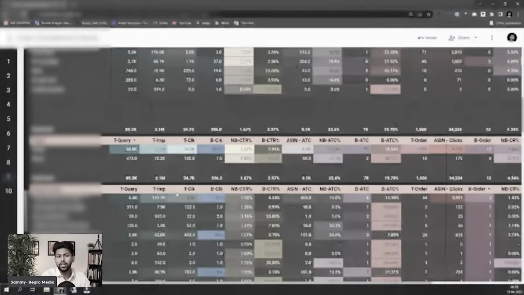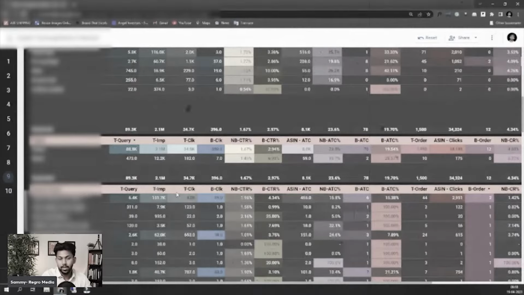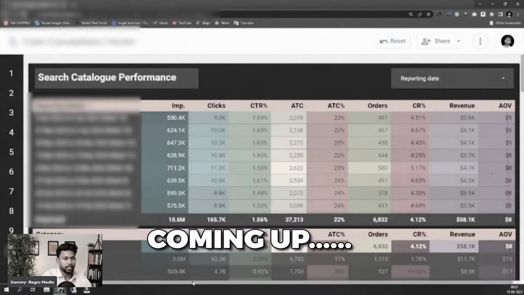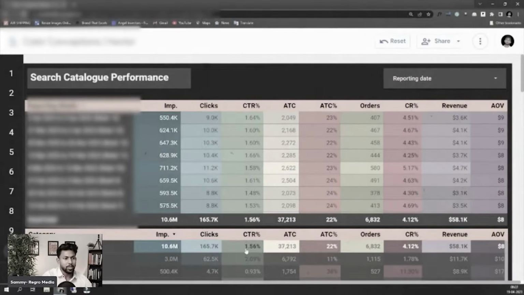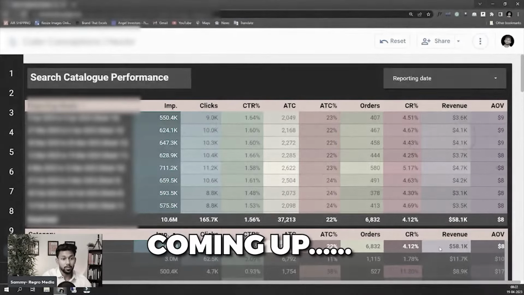Now let's assume you have identified a really good keyword. Obviously if you identify a good keyword with good CR percentage, that is conversion to that particular category, you can see here what is the impression, what is the CTR percentage, what is the add to cart, what is the add to cart percentage, what is orders and CR percentage.